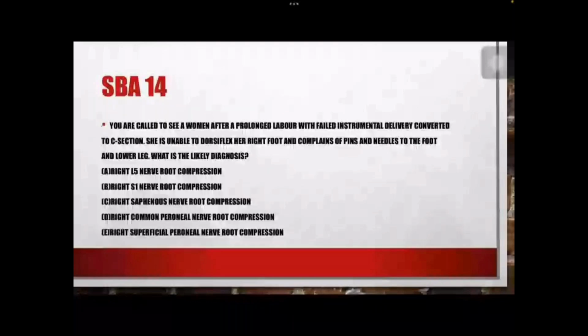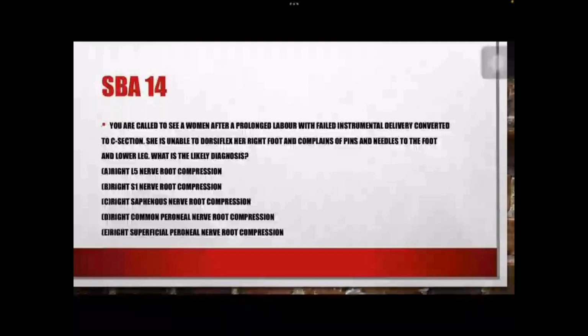Okay, so the next question is: you are called to see a woman after a prolonged labor with failed instrumented delivery, converted to C-section. She is unable to dorsiflex her right foot and complains of pins and needles in the foot and lower leg. What is the likely diagnosis? The options are right L5 nerve root compression, right S1 nerve root compression, right saphenous nerve compression, right common peroneal nerve compression, right superficial peroneal nerve compression.